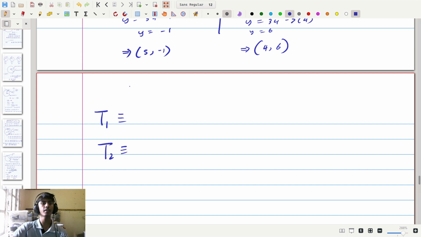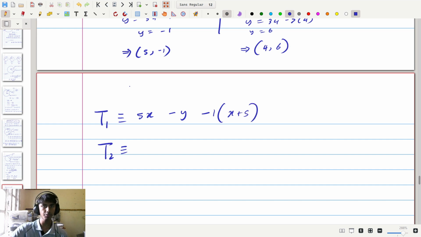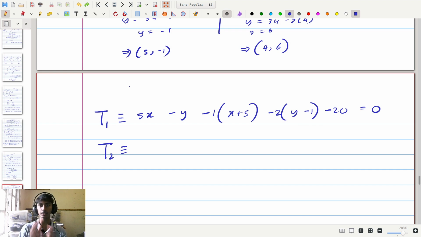The first tangent is going to be 5x minus y plus, actually it's going to be minus, since g is negative 1, so minus 1 times x plus the x coordinate, so it's going to be x plus 5, and then the f is going to be negative 2, so we have minus 2 times y plus the initial y coordinate, which is actually negative 1, so I'm going to write as minus 1, and then plus the constant, which is negative 20, equals 0. This right here is the equation for the first tangent. Again, the first tangent and second tangent are arbitrary. I'm just choosing this one as being the first tangent.